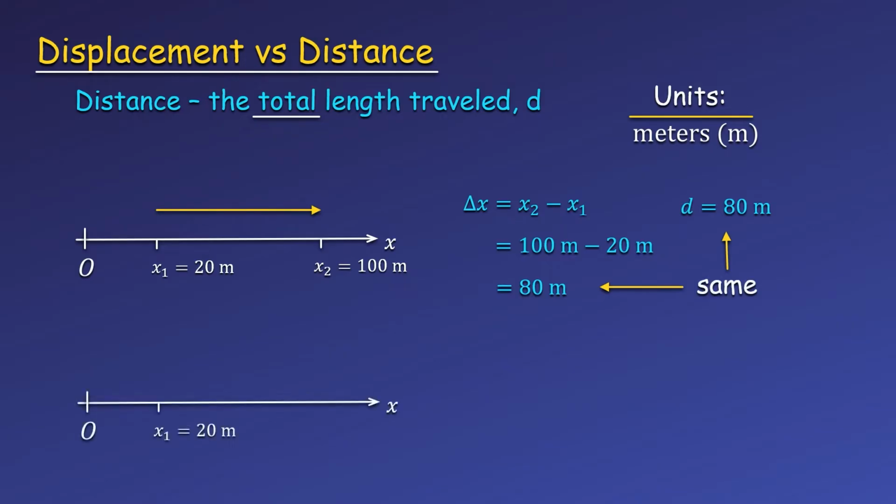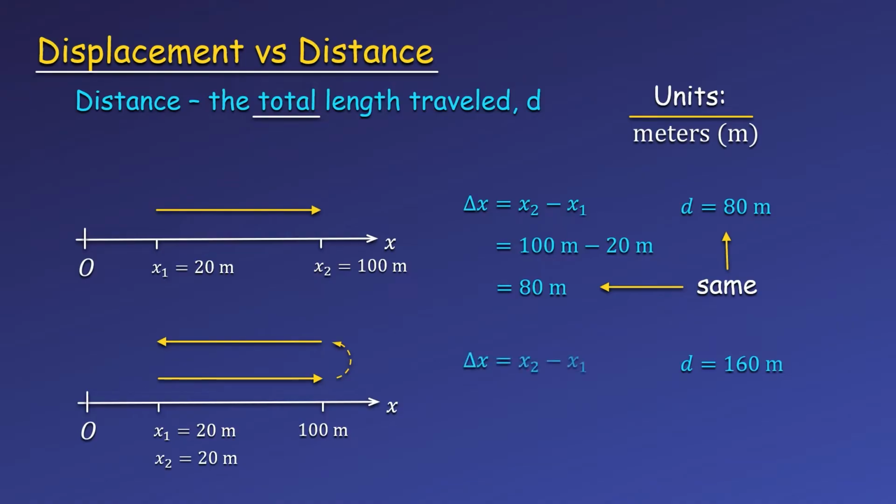Let's look at another example where the direction changes. Say the object moves from x equals 20 meters to x equals 100 meters, and then stops, turns around, and moves back to the original position at x equals 20 meters. Well, the object has moved through twice the total distance it went through before, since it did the first trip back again, but the displacement will be given by 20 meters minus 20 meters, since the final position is the same as the initial position, and the displacement is therefore 0. So now we have a case where the distance and displacement are very different, but that's okay because they can be used for different things.